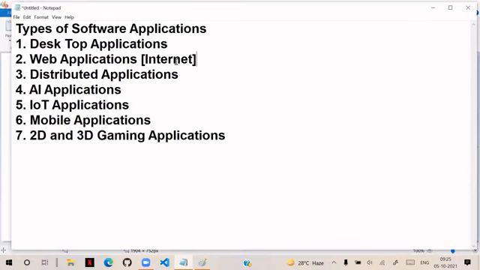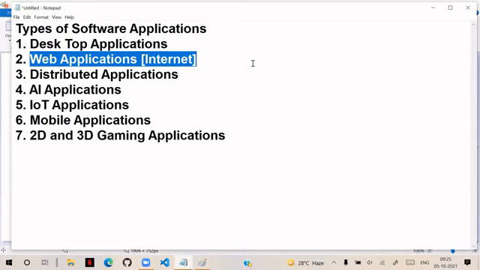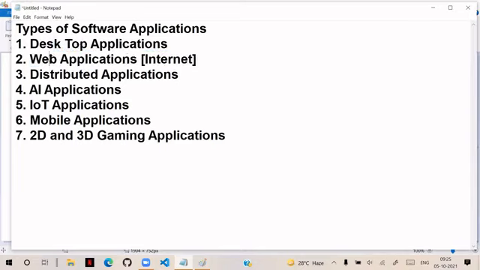Web applications, for example, IRCTC, Amazon, Flipkart, all come under the category of web applications. So we have desktop applications and we have web applications.